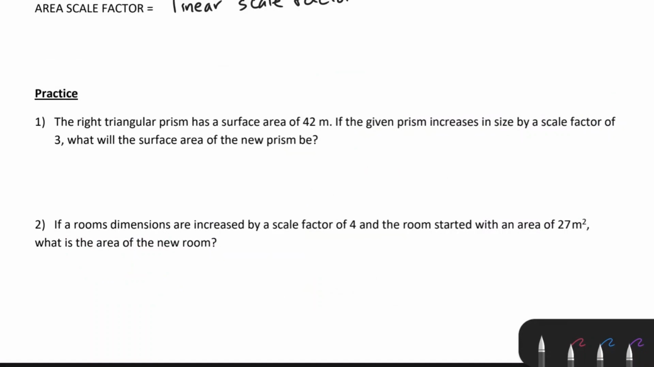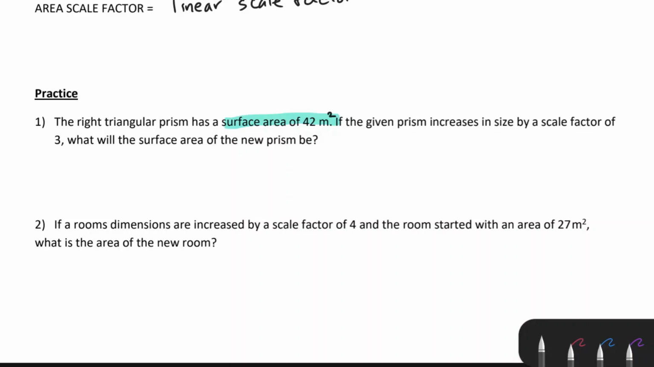So the right triangular prism has a surface area of 42 meters, right? When we're thinking of surface area, that's actually a unit squared. My bad on the typo, right? Surface area is a 2-dimensional measurement. If the given prism increases in size by a scale factor of 3, what will the surface area of the new prism be?